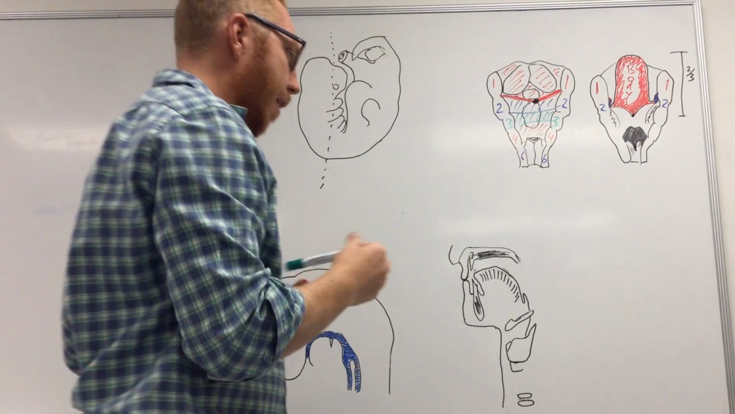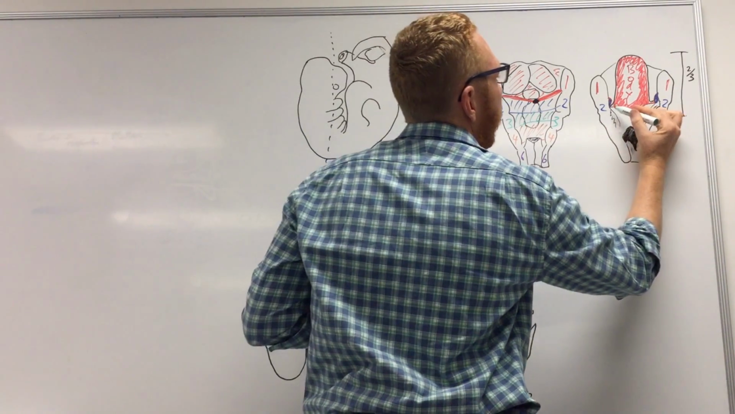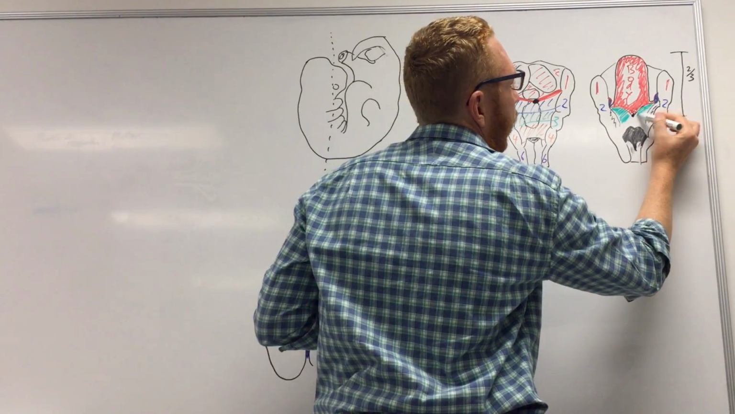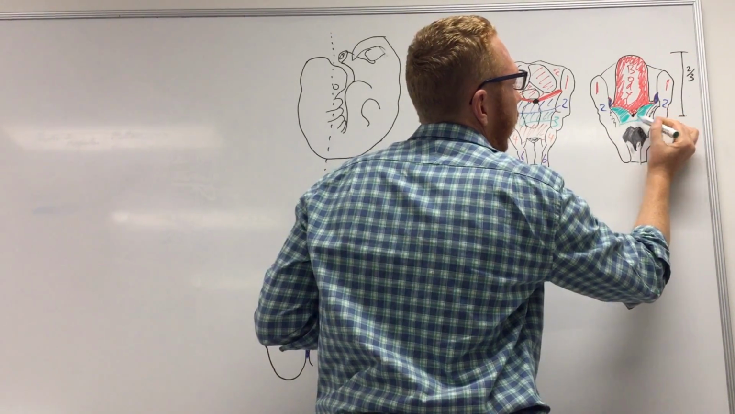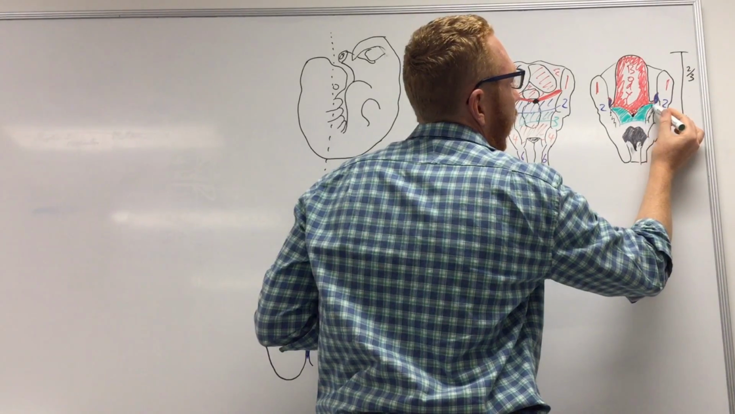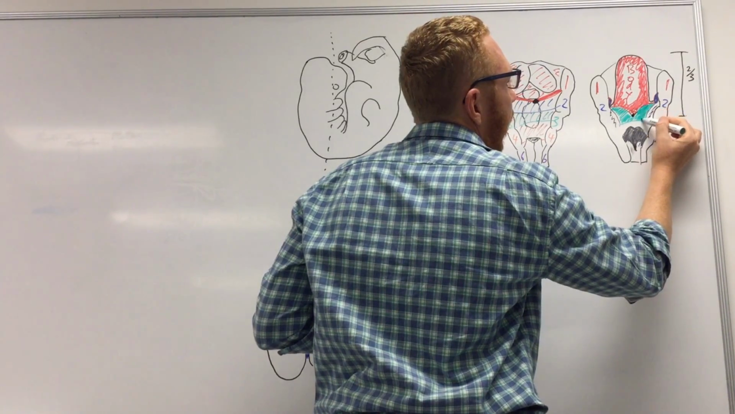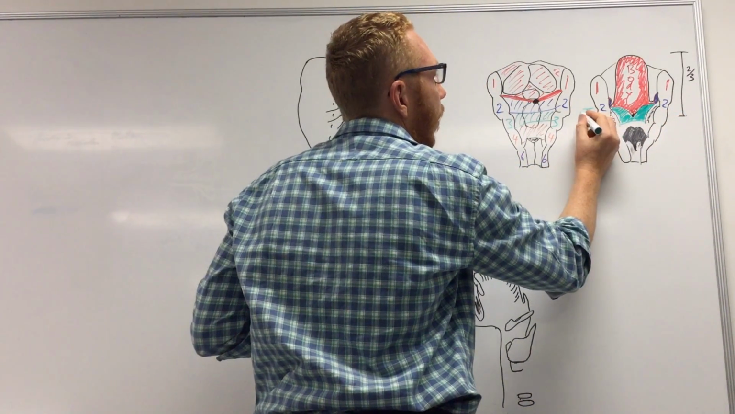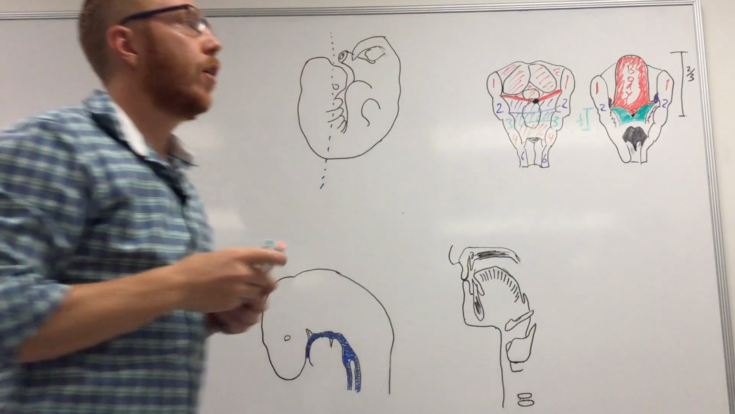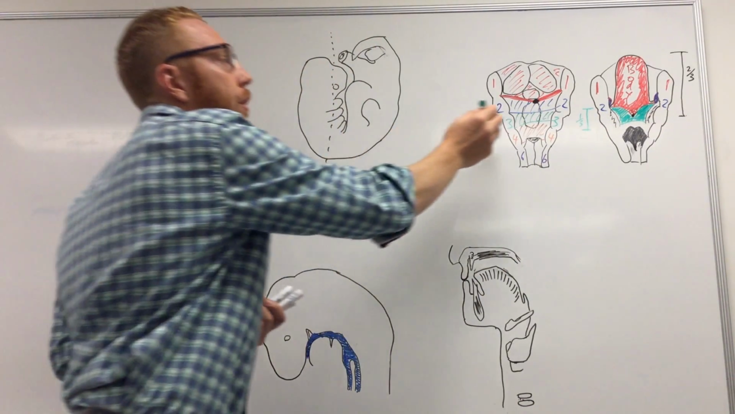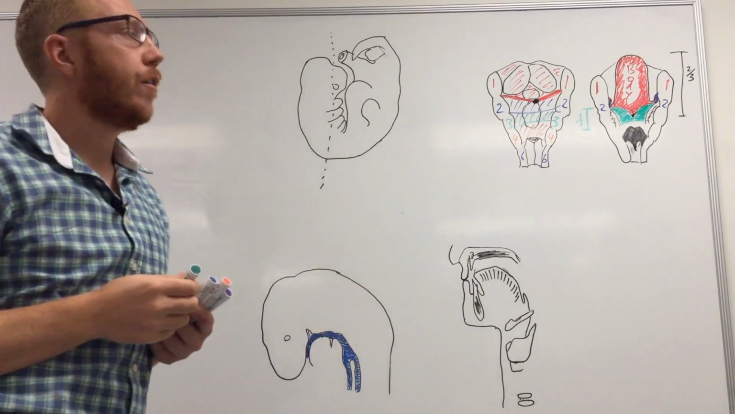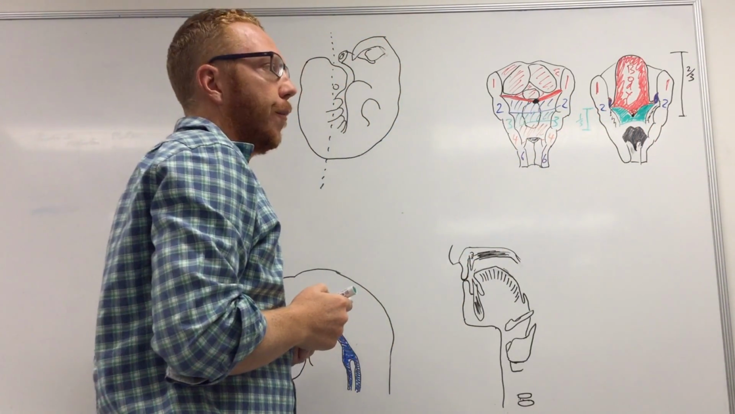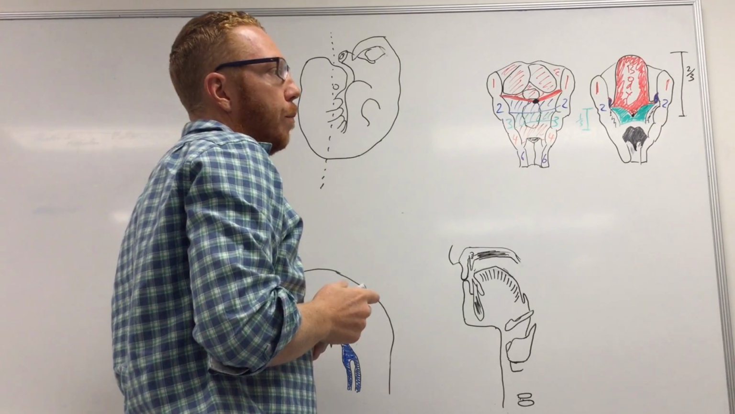So what we're left with now is all this area here, which is the third arch. And that comes to the back of the tongue. So that should tell you the posterior 1/3 of the tongue comes from the third arch. The third arch is the glossopharyngeal nerve. So the back of the tongue is glossopharyngeal. Now I think we'll pause there for 1 second.